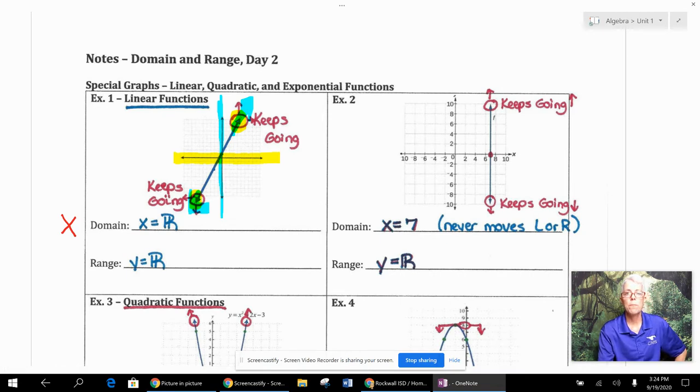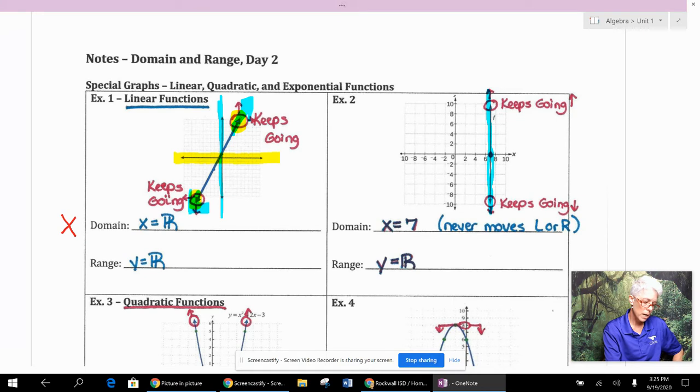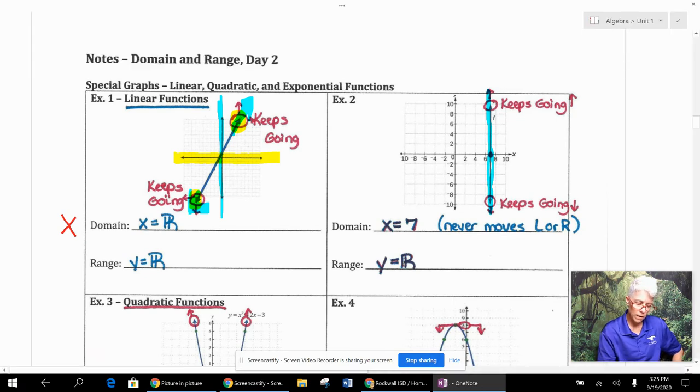Let's look at example number 2. We have a vertical line. One thing that we know about a vertical line on a graph is that all of the x values are going to be the same. So if I named this ordered pair, x would be 7. If I named every single one of them, x would be 7 for any one of the ordered pairs I name. So to describe the domain, which remember is x, x is 7.